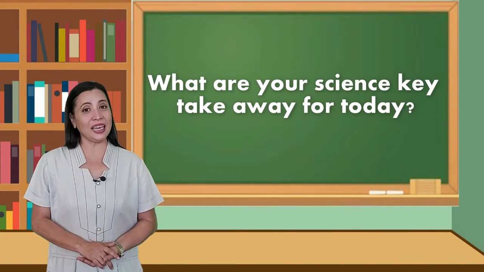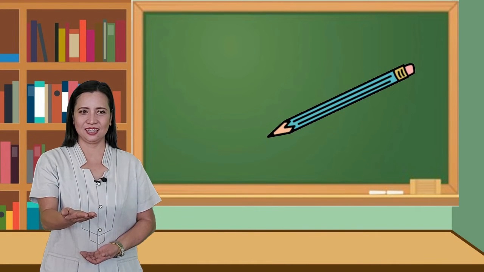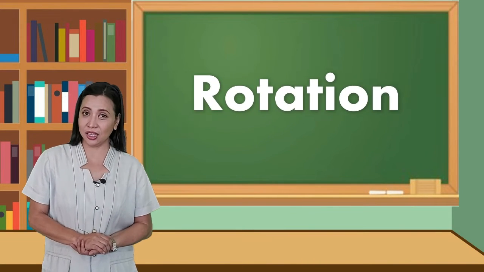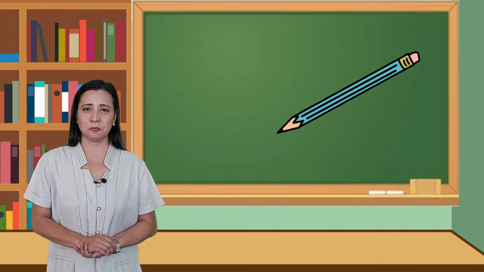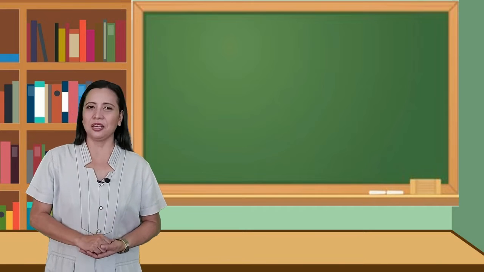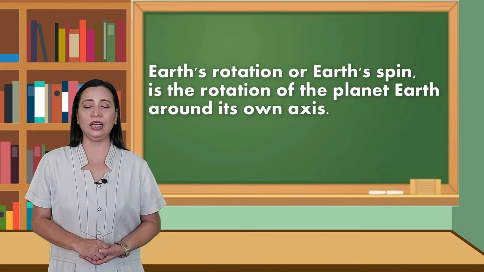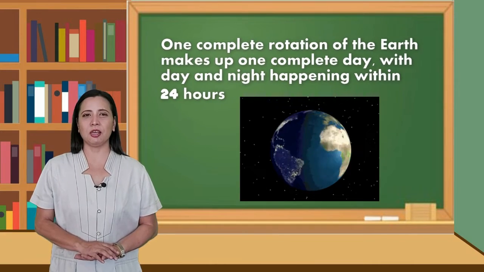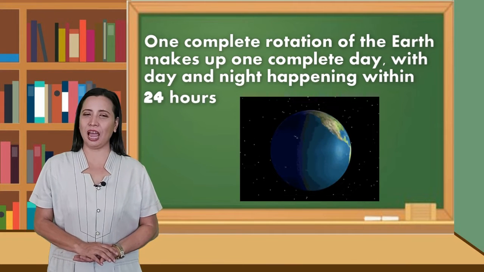What are your science key takeaways for today? Great! The two motions of the Earth are rotation and revolution. What is Earth's rotation? Correct! Earth's rotation or Earth spin is the rotation of planet Earth around its own axis. One complete rotation of the Earth makes one complete day, with day and night happening within 24 hours.